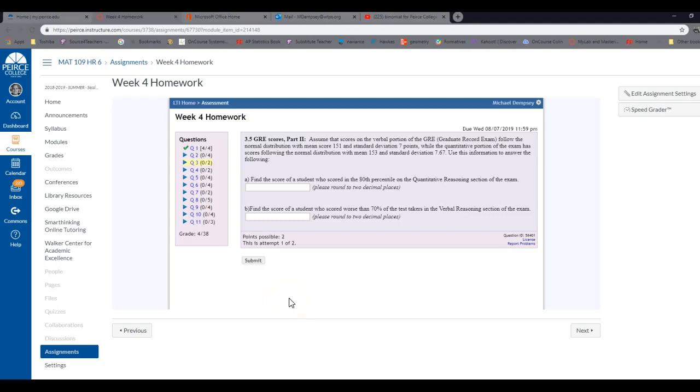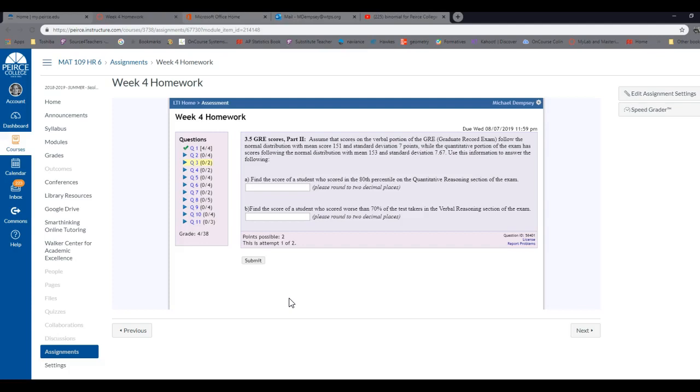Okay, so I want to do a separate video for this question because it's a little bit different. All right, assume that scores on the verbal portion of the GRE follow a normal distribution. So as soon as we hear that, we know that our normal calculations in Excel are in play. The mean is 151, standard deviation 7. The quantitative portion has scores that follow a normal distribution, 153, 7.67.